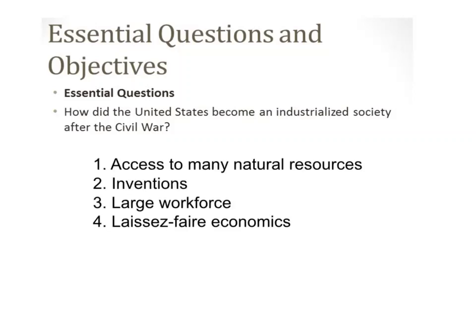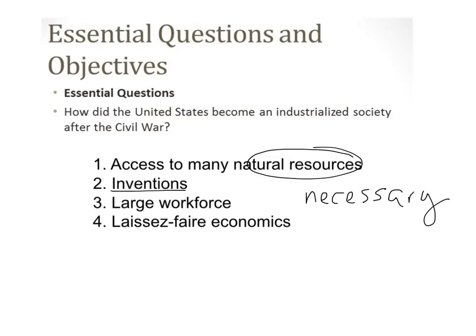Specifically, there are 4 things that you're going to see in this lesson that are important, and that's access to lots of natural resources. What you'll see here is that these natural resources are necessary to produce a lot of goods. You're going to see things like inventions, and it's the inventions themselves which will allow much newer ways to produce.